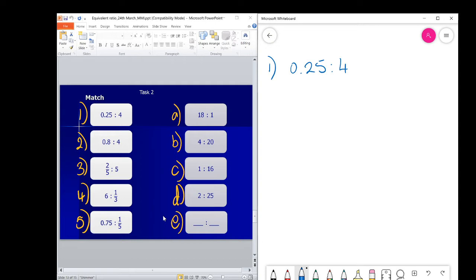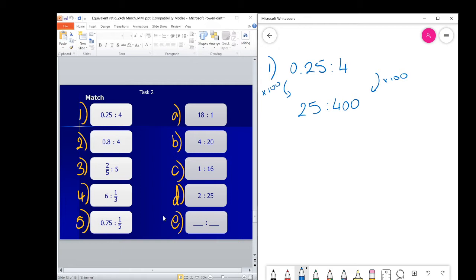There is an easy way and there's a long way. I'm going to show you the long way because I think it's easier. Okay, so I'm going to look at 0.25. I want to turn that into 25. So what do I do to 0.25 to turn it into 25? Well, I multiply it by 100. If I'm doing that to one side of my ratio, I've got to do it to the other, otherwise it's not fair. So that becomes 25 to 400.